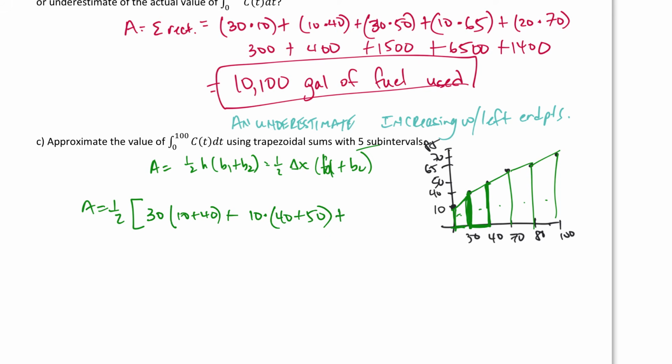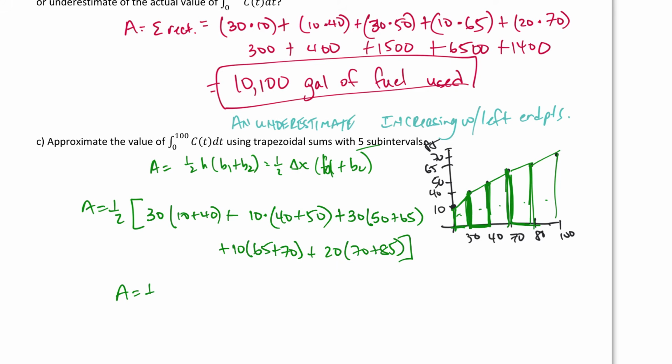Okay, plus, and the next one is going to be delta x of 30, and I'll go up to 50 right here, and then 65. And then the next one will have a delta x of 10, and I'll go up over here. Delta x is 10. Over here it's 65. Over there it's 70. So 65 plus 70. And then the last one will be 20, and then 70 plus 85. And that's what this will look like.